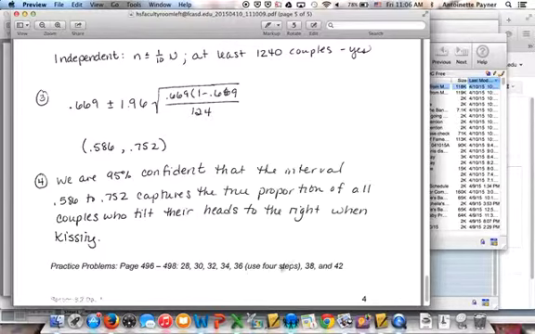And those are the problems. Only this one right here requires you to use all the 4 steps. This one breaks it down for you. And that's it.